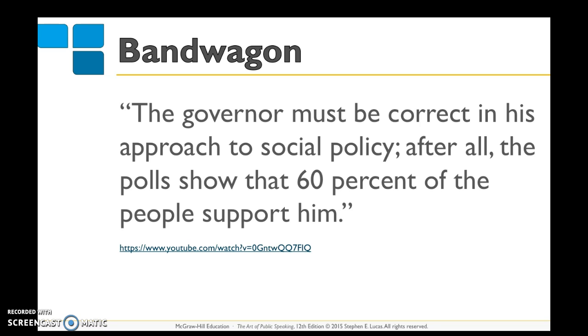Much of advertising is based on the bandwagon principle, but this example is not from advertising. The link here is actually really funny. It has a lot of different fallacies in it, and the bandwagon fallacy from Saturday Night Live is a really good example of why it's not always true.